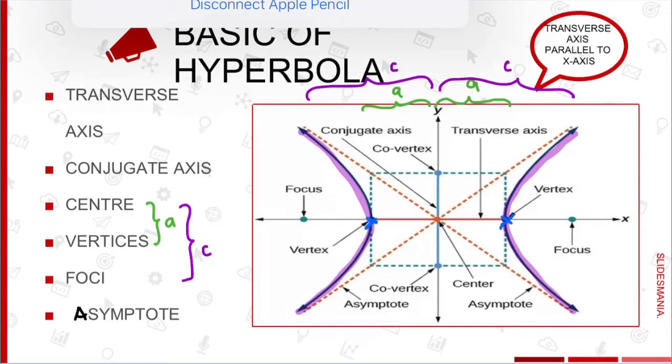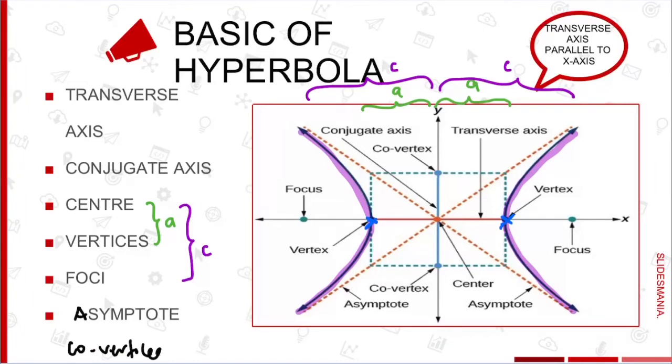Let us look now at the value of your co-vertices. What is the distance between the center and the co-vertices? The distance is B. So these are your co-vertices. There are two points here, and this is actually B, and this is again B.